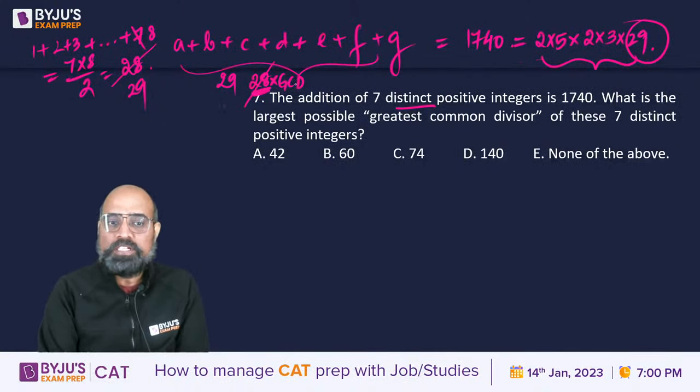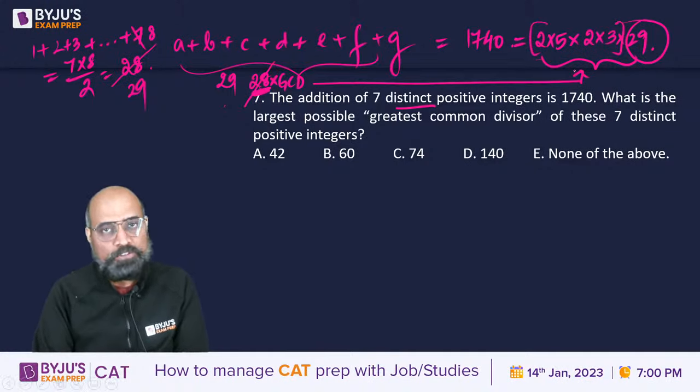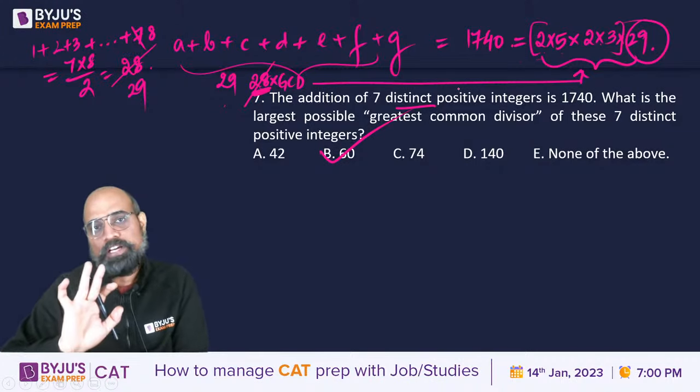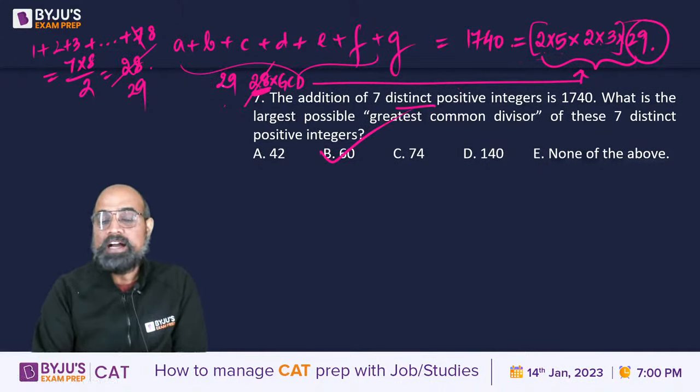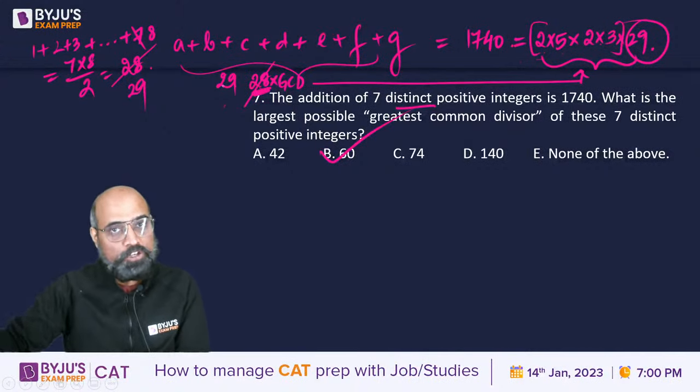So if this becomes 29, then if we compare, GCD is the remaining values product, which is 2 into 5 into 2 into 3, that is 60. So 60 is the largest possible value we can have. Now think, if this goes beyond 29, suppose this becomes 60, then the GCD will drop if you compare.